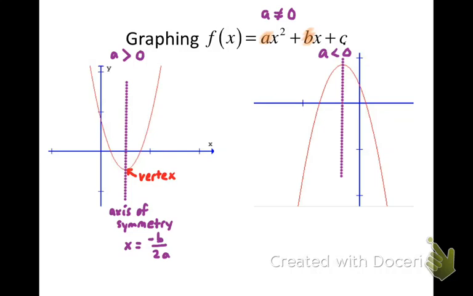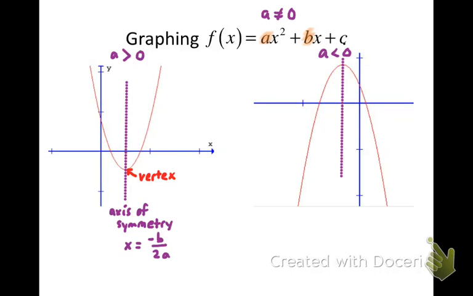And now, in order to get you to understand what we're going to do to find the coordinates of the vertex, here's the first thing I need you to know. The vertex is always going to be located on the axis of symmetry, right? It's located on the axis of symmetry here. This will be the vertex. It's located on the axis of symmetry there. The vertex is always located on the axis of symmetry.